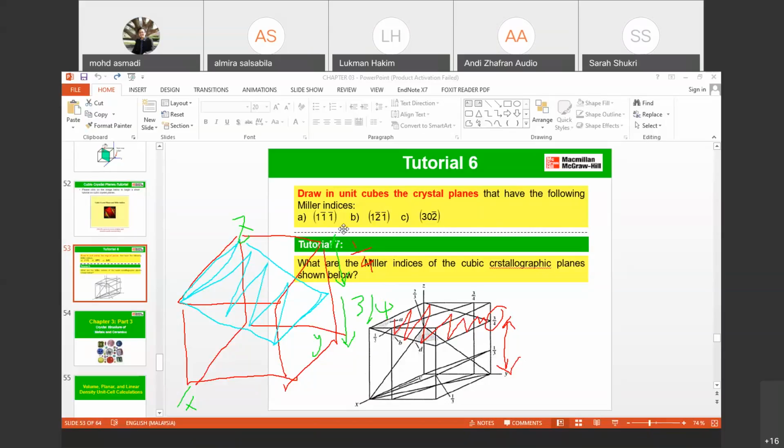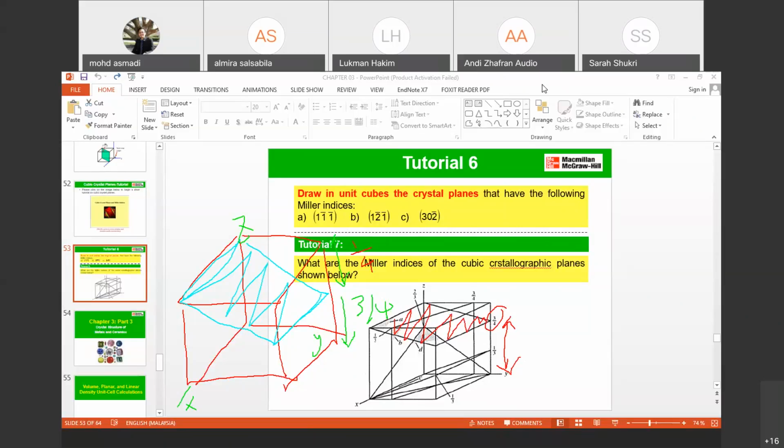Doctor, this for A, the infinity one is Y or X? I guess.